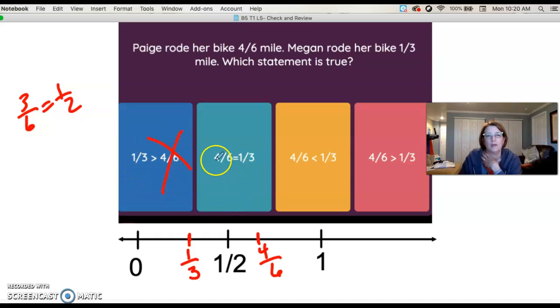Don't think so. Is 4/6 equal to 1/3? Not at all. Is 4/6 less than 1/3? Nope. Or is 4/6 greater than 1/3? What is it with all of these right ones being on the red? Huh. I don't know. That's weird.